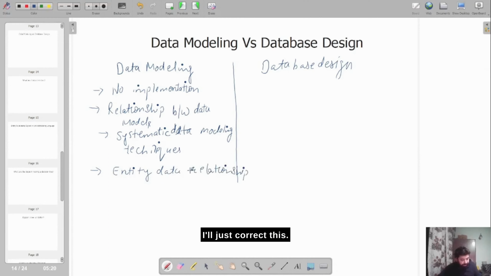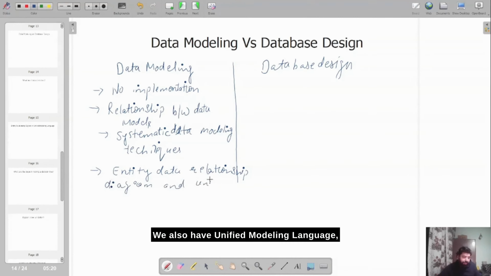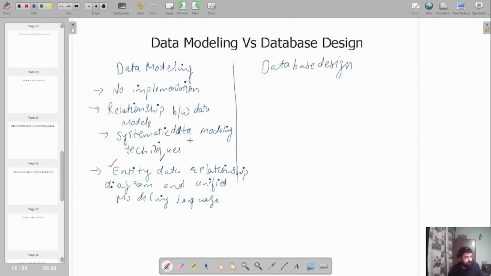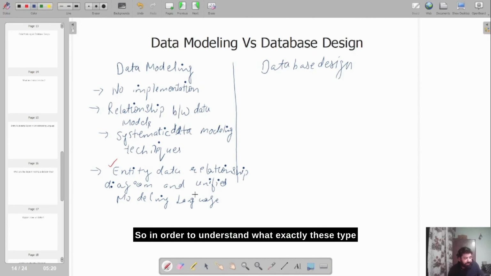We also have unified modeling language, basically called UML in this case. So basically these are two types of class diagrams we use when it comes to data modeling. Don't worry about these things, we will tackle this in a complete question which will be coming up next, so in order to understand what exactly these types of diagrams are.